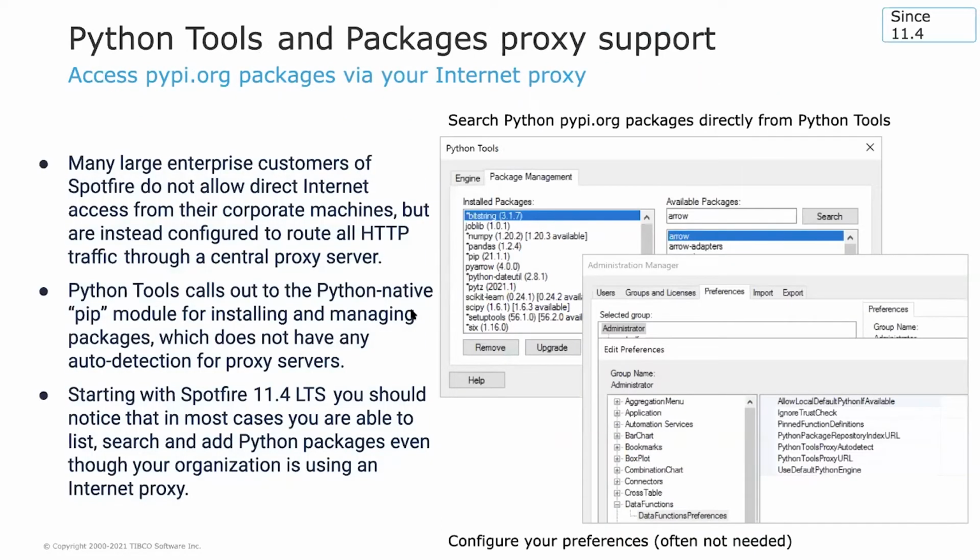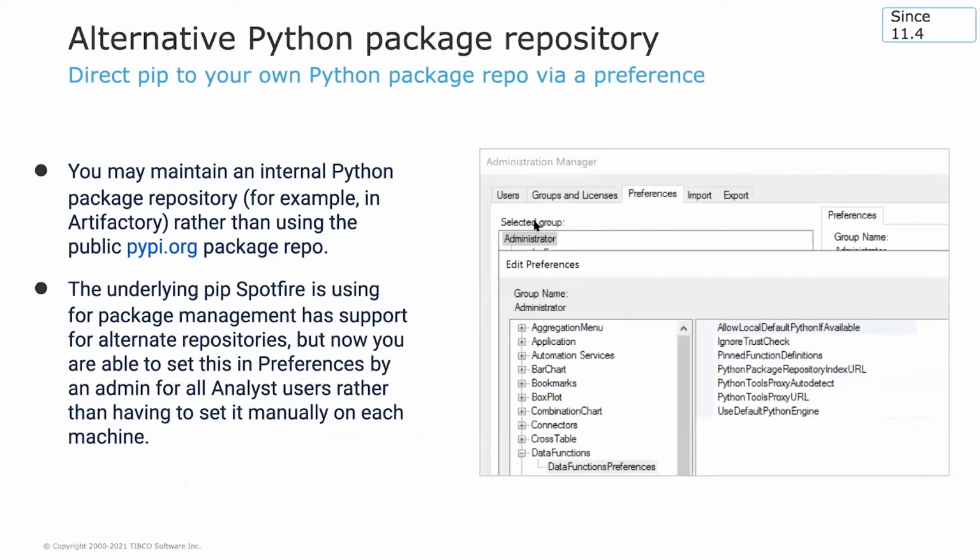All right, continuing on the same topic, we have proxy support for Python tools. Remember those packages we needed for SageMaker? You typically download those using the Python tools menu, and we have done some updates behind the scene to make it easier for this tool to find its way to pypi.org and these packages through internet proxies. This was based on early feedback from some of our customers that this tool really couldn't find its way out to the internet, but that should hopefully be fixed with 11.4 LTS.